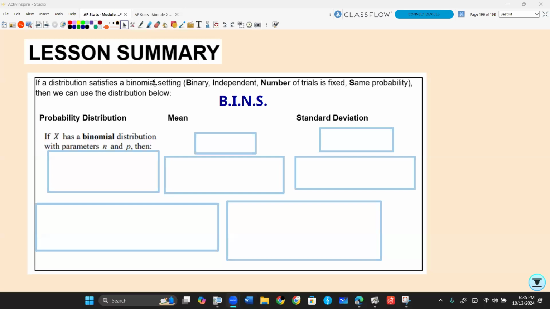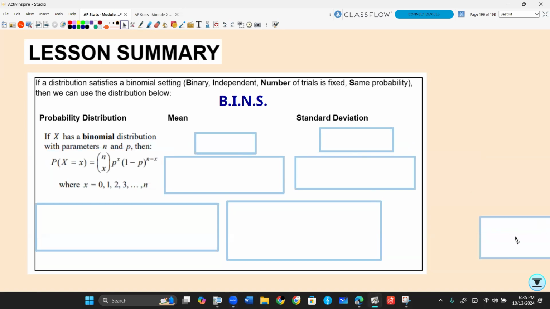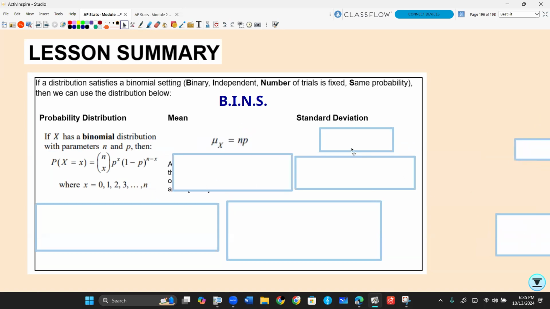So let's do a little summary. Remember to check your BINS for a binomial: binary, independent, number of trials fixed, same probability. This is the formula you're working with here. Again, you can use binomial PDF and CDF if you write the correct parameters. The mean formula you'll have to be able to calculate. So it's the number of trials times the probability.